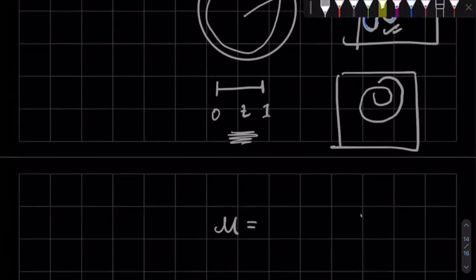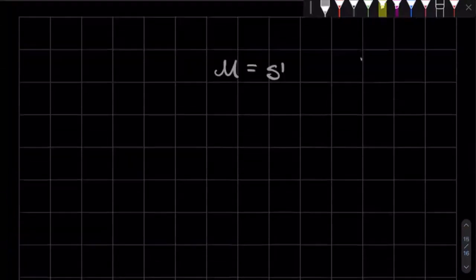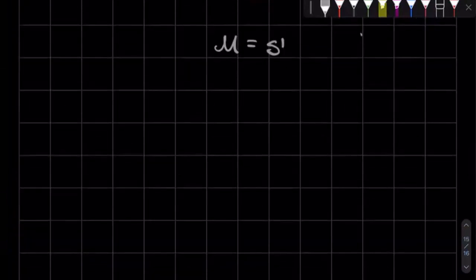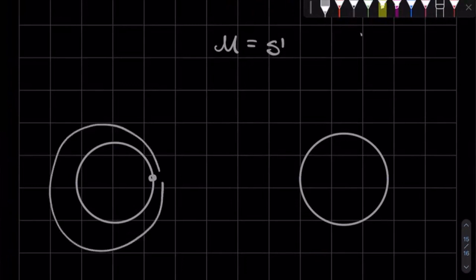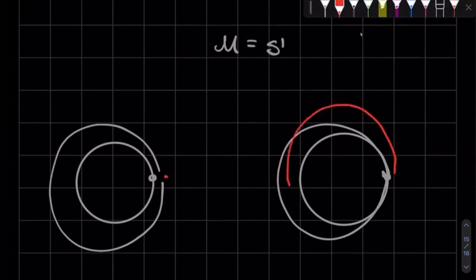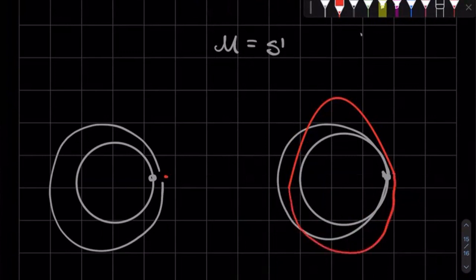Suppose that M, my target manifold, is also a circle. Then there could be maps from, say, S1 to S1, where as you move from 0 to 2 pi, you move from 0 to 2 pi on the circle. But there could be maps where as you move from 0 to 2 pi, here you move 0 to pi. And as you move again from 0 to 2 pi, you come back to the original point.